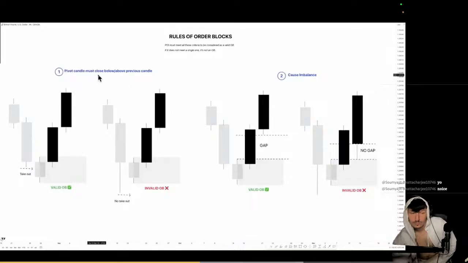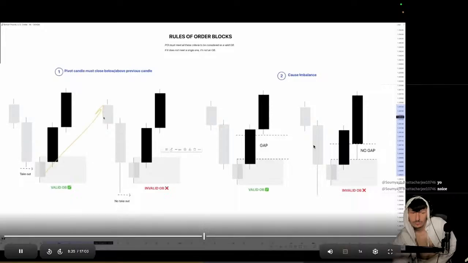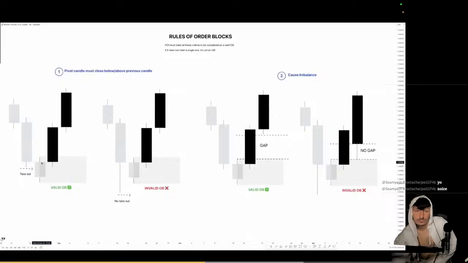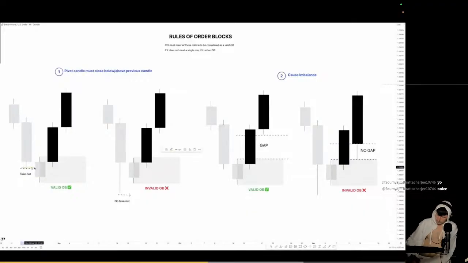So the first rule is that the pivot candle must close below or above the previous candle. In this case, right here you can see, this is the pivot candle that caused this entire substantial and sharp upward movement, right? So when you look at the previous candle before the pivot candle, did this candle close below the low of the previous candle, which is right here? Yes, it did, right? So this is when we can identify this as a valid order block. Now the reason why this rule exists is because this candle right here swept available liquidity from the previous candle, right?